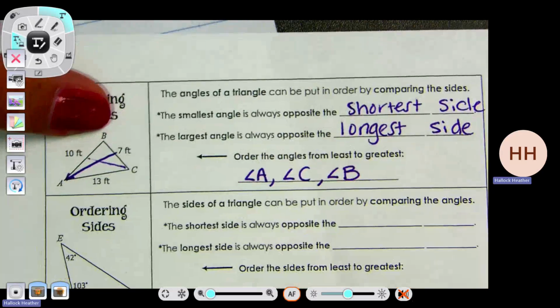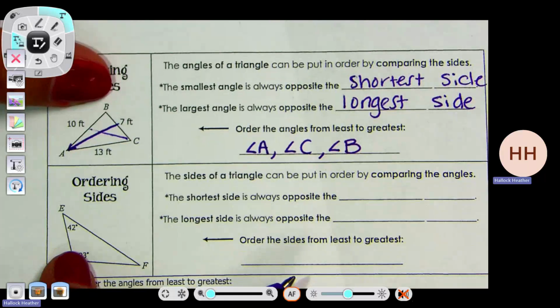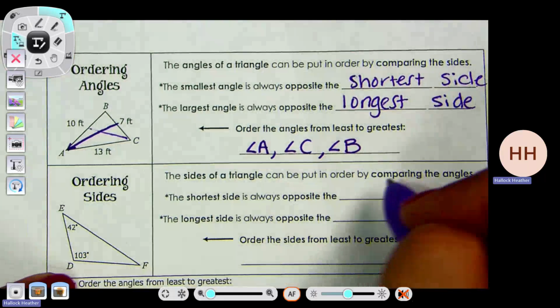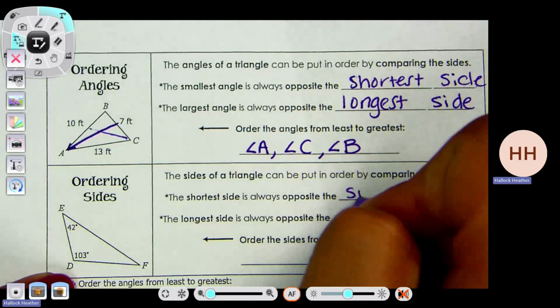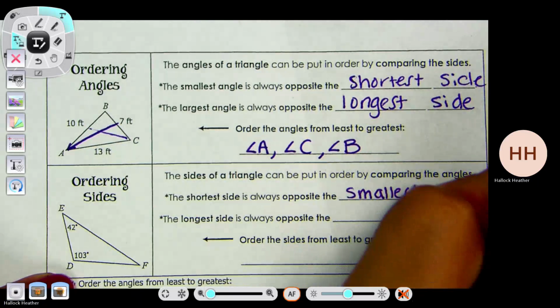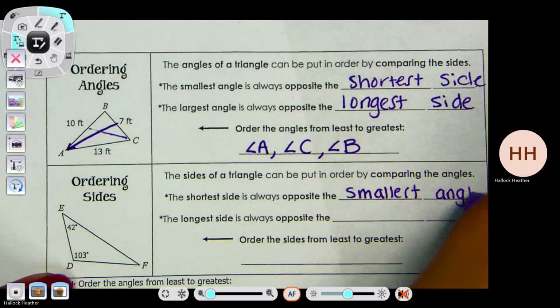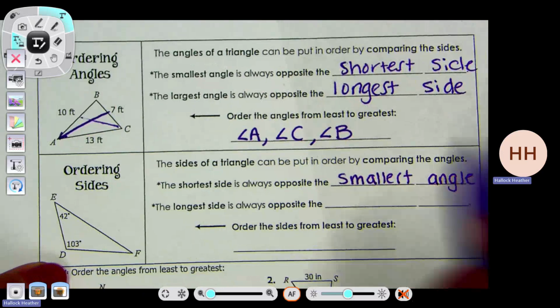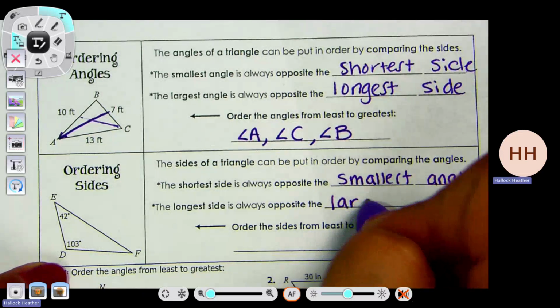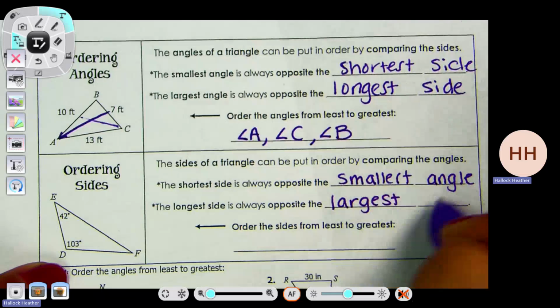We're going to do the same thing, but with the angles, writing out the sides, which is literally the same thing, just opposite. So the shortest side is always opposite of the smallest angle. The longest side is always opposite of the largest angle. So it's just like literally using common sense to work backwards.